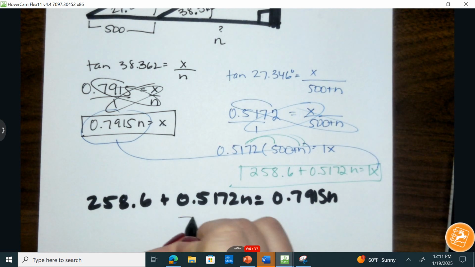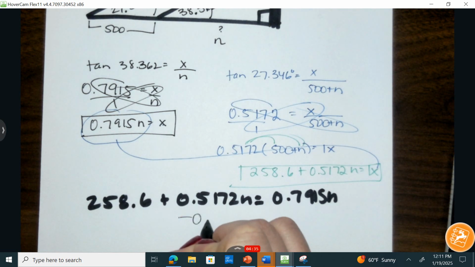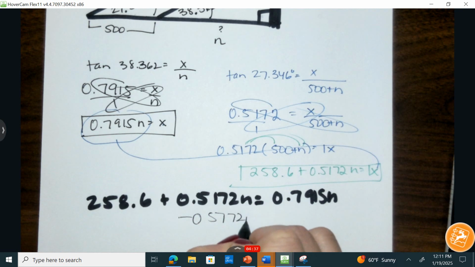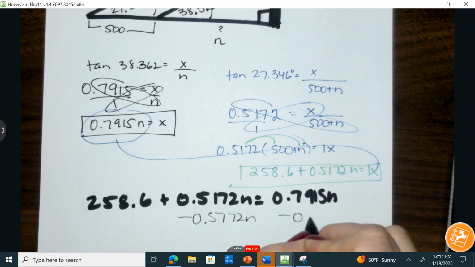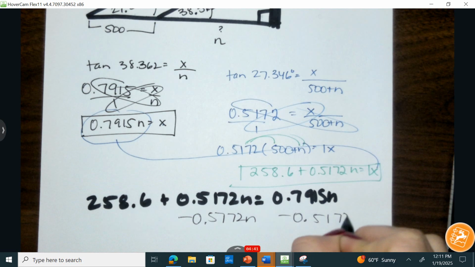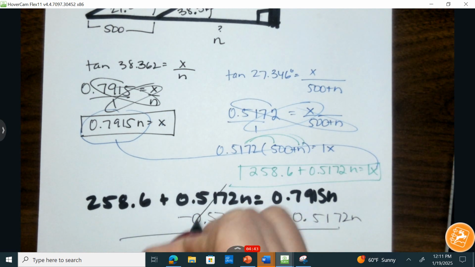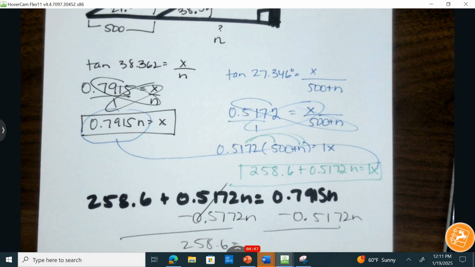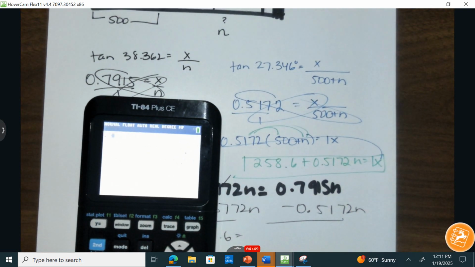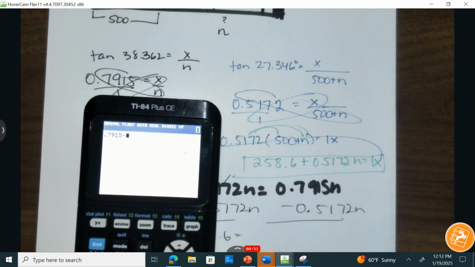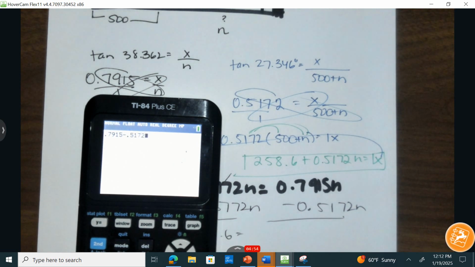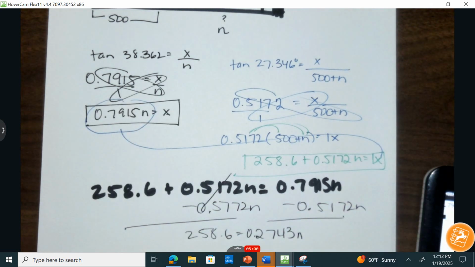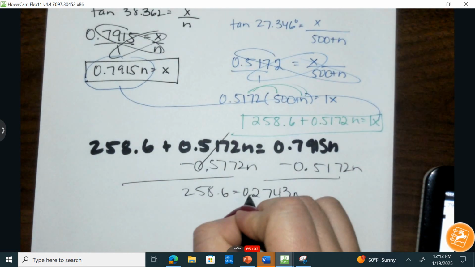So I'm going to move 0.5172n to the opposite side. I'm left on the left-hand side with 258.6. I'm going to grab my calculator: 0.7915, subtract their like terms, 0.5172. And now to isolate n, we're going to divide both sides by this quantity.